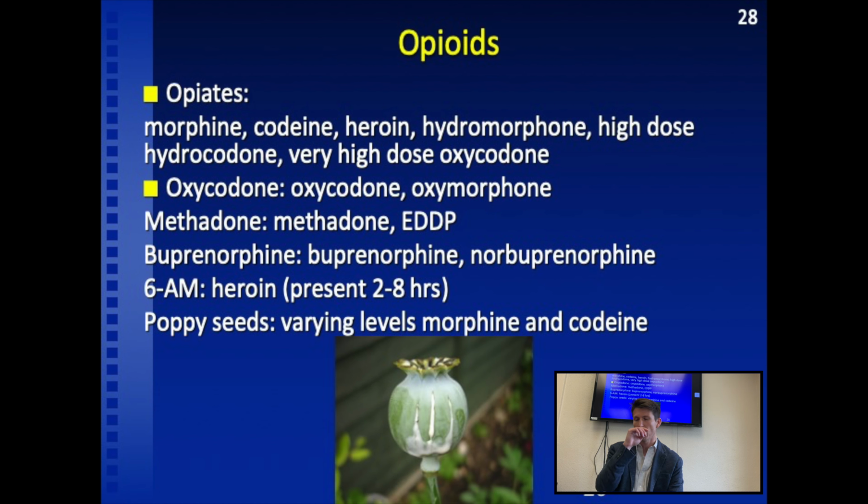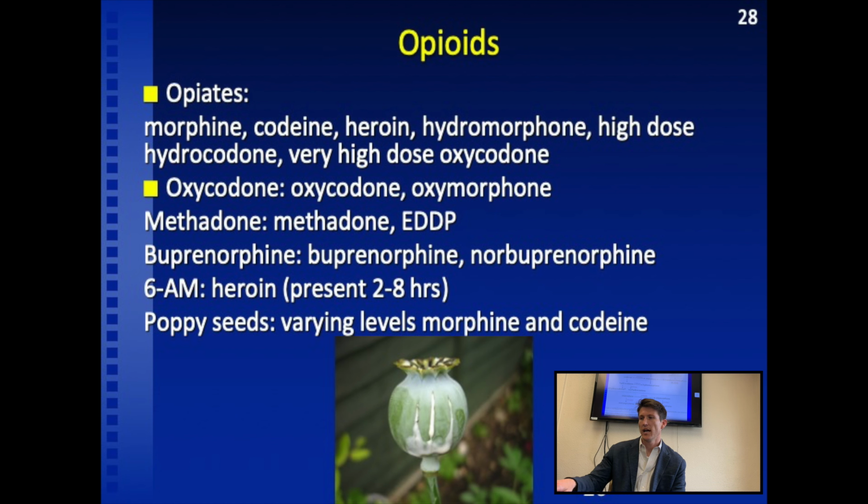Here's 6-monoacetylmorphine, which we talked about, and then poppy seeds. Typically, if it is poppy seeds, what you'll see is very low levels of codeine and morphine present, and there's a ratio that is usually most of them are higher codeine, less morphine for the poppy seeds, but it also varies depending on where the poppy seeds are from, like Turkey versus wherever. So it's not definitive, but it's something to know. You should expect to see both if it's poppy seeds, and they should be low levels.